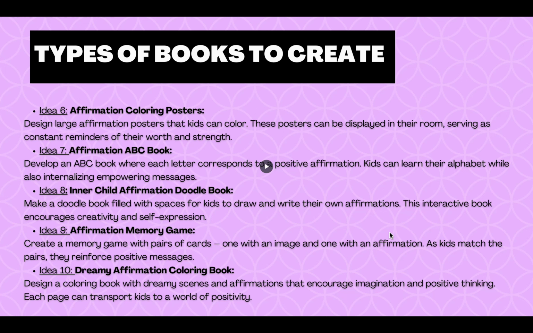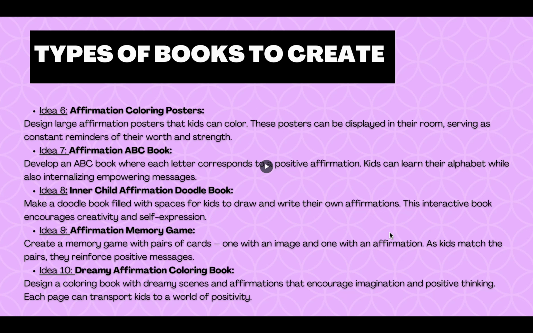Idea number 7 is an ABC affirmation book, and I personally have this book as well. It is profitable for me, and it does bring in sales. Now, of course, it's not just a general affirmation ABC book. It's based on a certain magical animal and targets a specific type of children as well. Here you can develop an ABC book where each letter corresponds to a positive affirmation. For example, A is for I am, whatever that affirmation is that starts with the letter A, and then next would be B, and so forth until we get to Z.